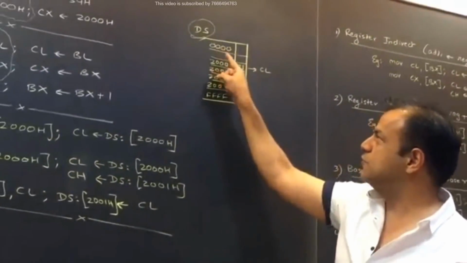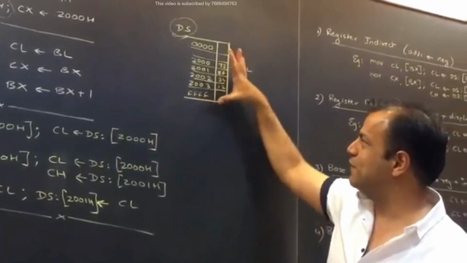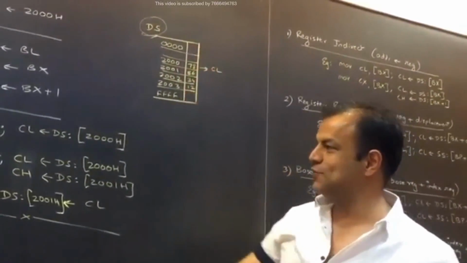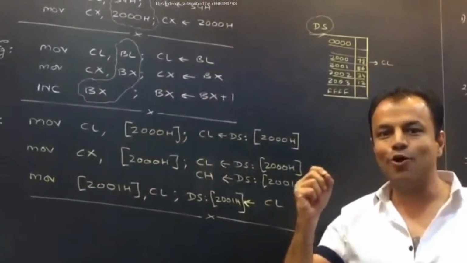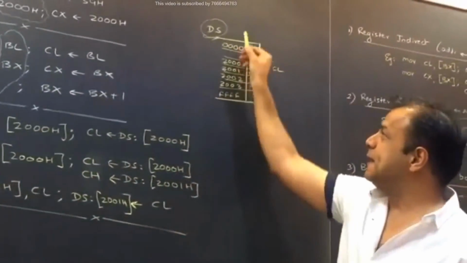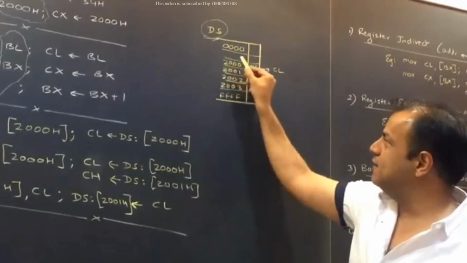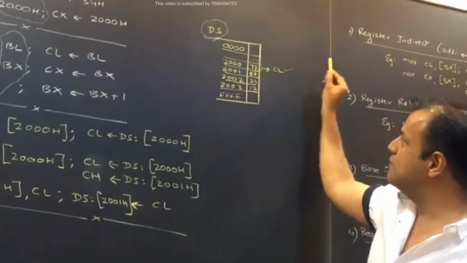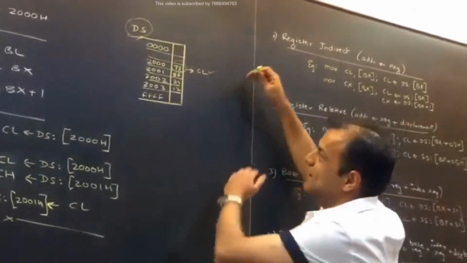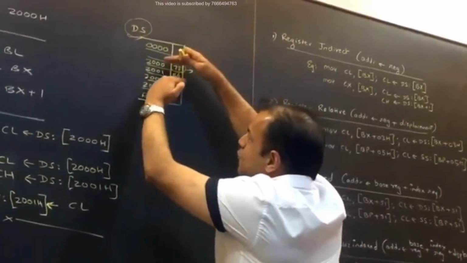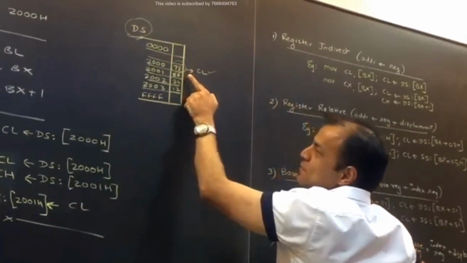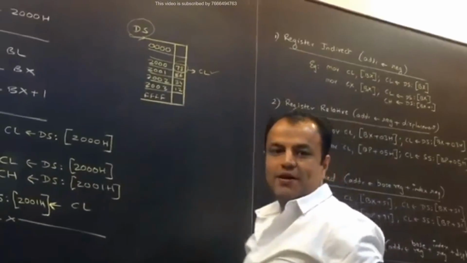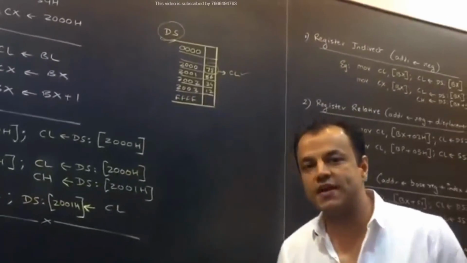Okay? So 0000 up to FFFF are their offset addresses. What you have given is an offset address. So you're telling in the data segment at the offset address 2000, whatever is the data should come inside CL. So CL gets the data from data segment from offset address 2000, which in this example is 78. So CL will get the value 78. Please tell me, did you understand this?